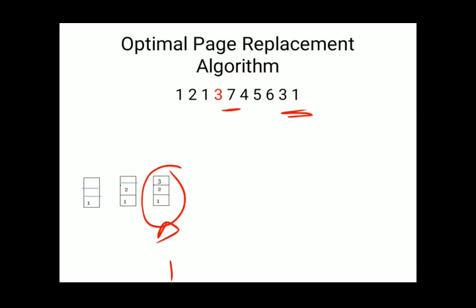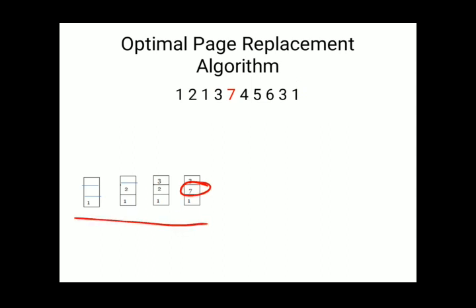Okay, 3 and 1 will be used in the future, and the element 2 will not be used in the future. So for 7 we can replace the page 2. Okay, so 7 is to be inserted in place of 2. Until now we have 4 page faults.